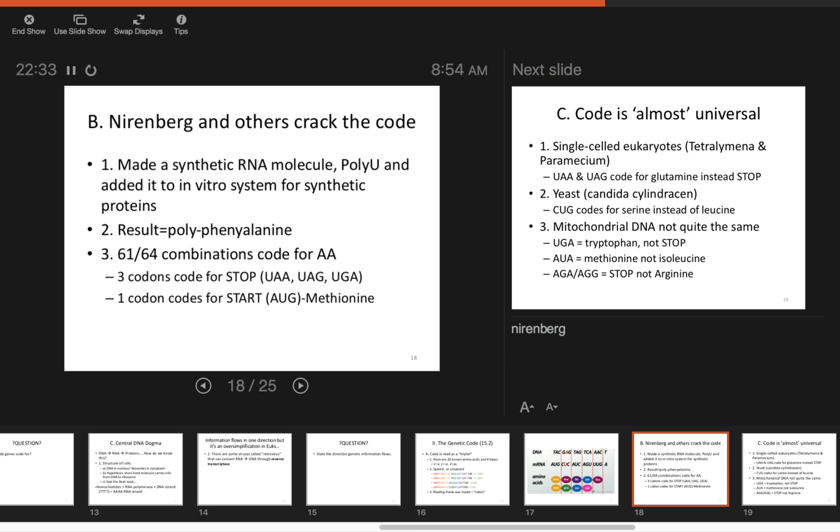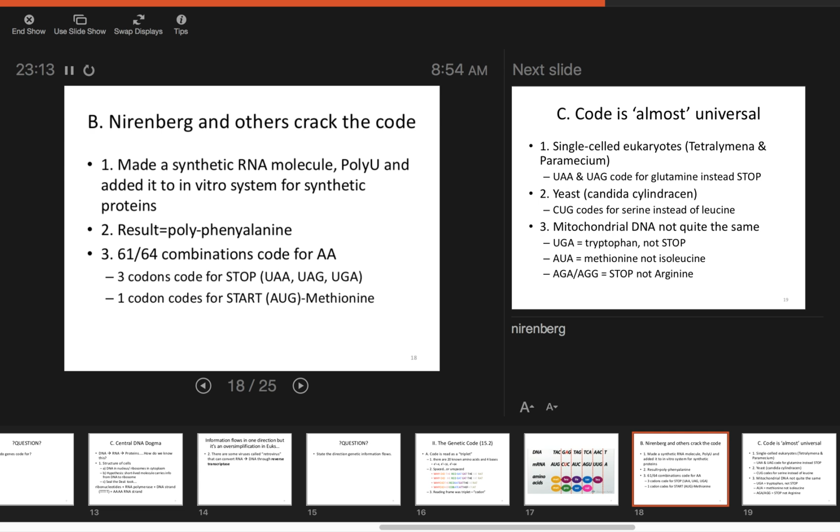Okay, so with the code being a triplet, scientists like Nirenberg and a bunch of others wanted to figure out what each little codon coded for. Which amino acid does a codon code for? So they made synthetic RNA molecules in petri dishes, and they started with U. We have a string of U's. We add it to an in vitro system. We take a look at the proteins that are made. The result is they got polyphenylalanine, which is made of an amino acid. And so then they just did all A's, and they did all G's, and they did all C's.